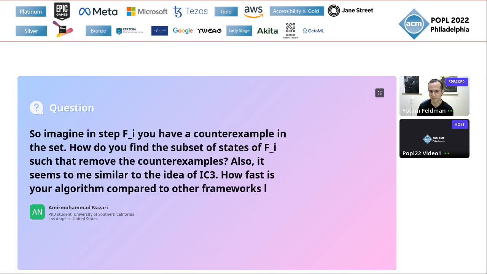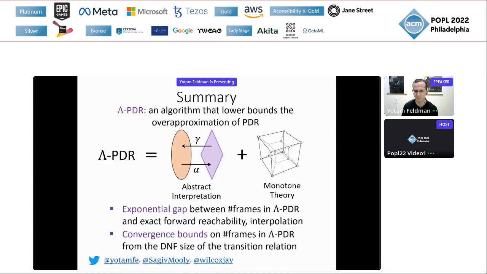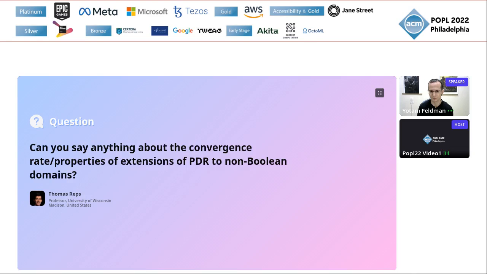The last question from Airmeet is from Thomas Reps. Can you say anything about the convergence rate properties of extensions of PDR to non-Boolean domains? I wish I could, but not yet. Very interesting topic. That's short and sweet.